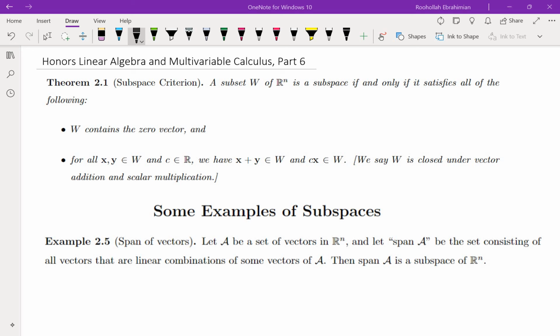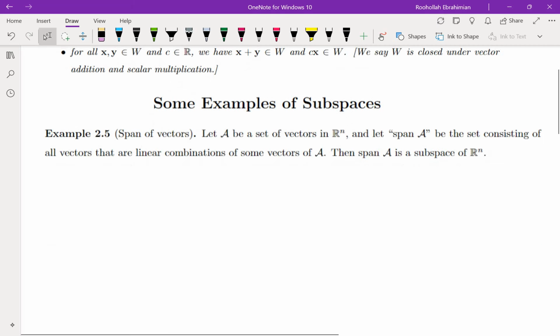So what we need to do is to check that the 0 vector is in W and W is closed under addition and closed under scalar multiplication. So we're going to go over some examples now.